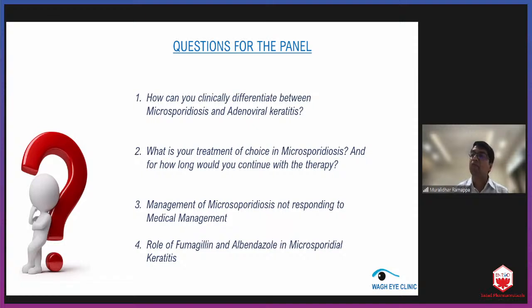It works very well. How long to keep? At least 6 months. There should not be any relapses. That is the safest time we can go on, to wean them off tacrolimus.